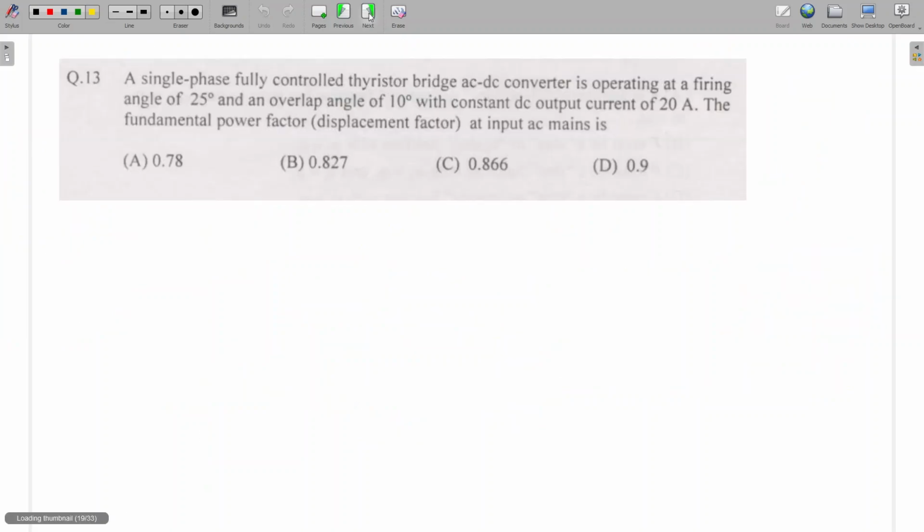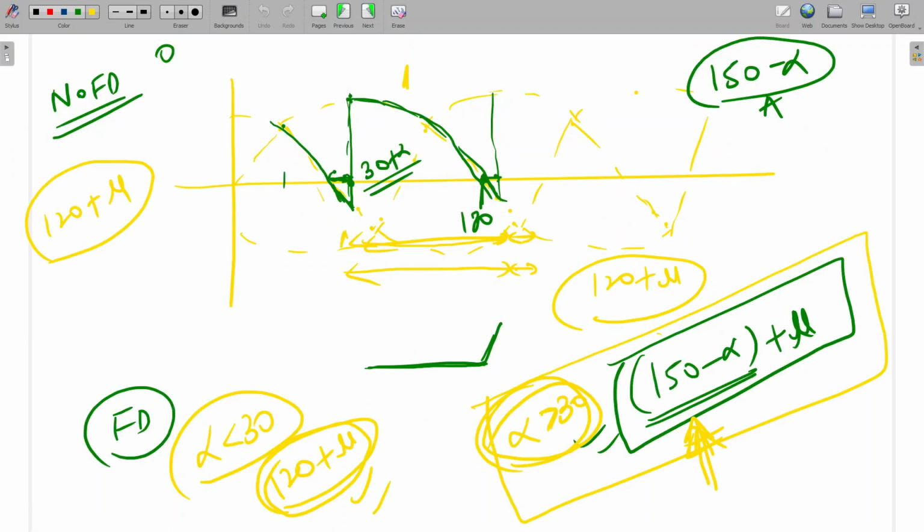But what about the freewheeling diode? With the freewheeling diode, the actual conduction angle was 150 minus alpha. So in that we have to add the mu. So this should be the observation: whatever is the actual conduction angle without overlap, in that only we have to add the overlapping angle. Is it clear? Almost it is the same for all as per this analysis. Is it clear? Yes, sir.